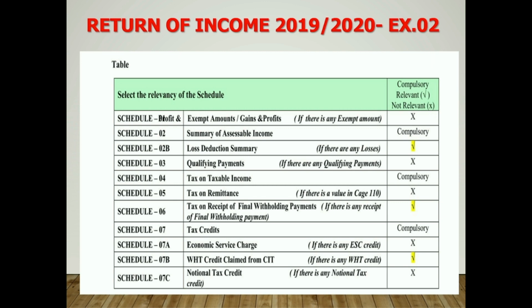Others are required, with compulsory schedules. So I put ticks in schedule 2B, 6 and 7B. So those compulsory schedules and whatever schedules are relevant for me should be attached with the return forms together with accounts and other information.